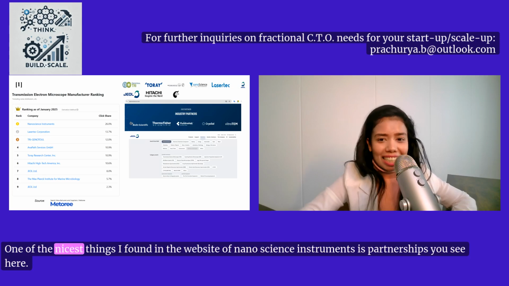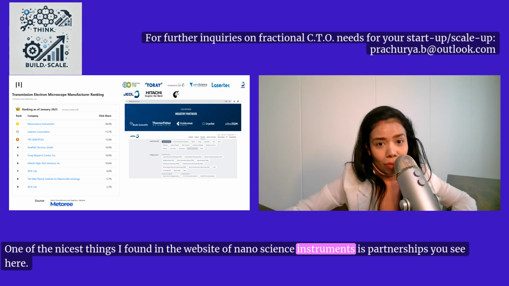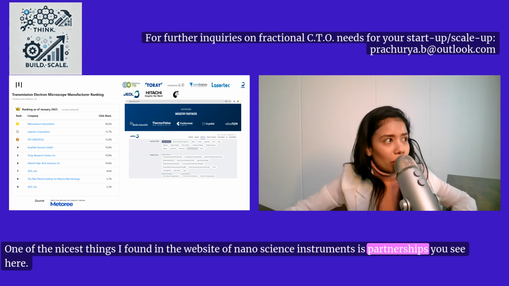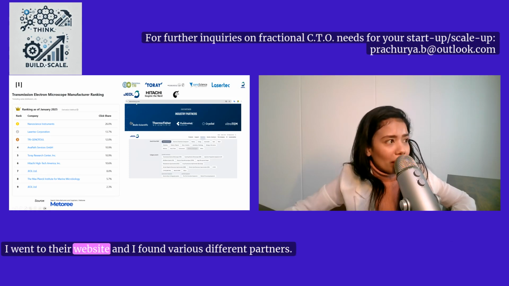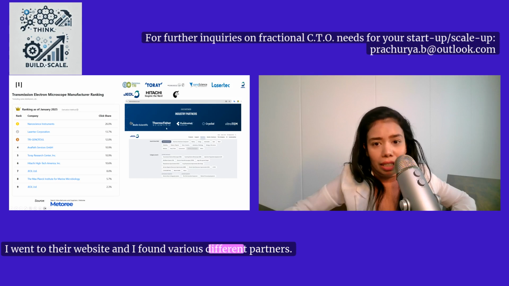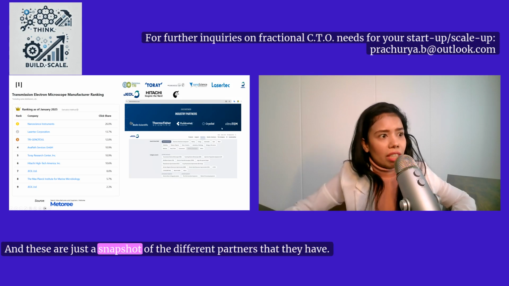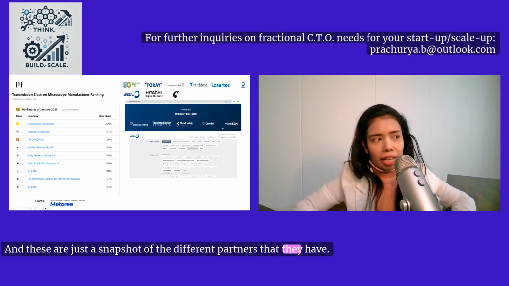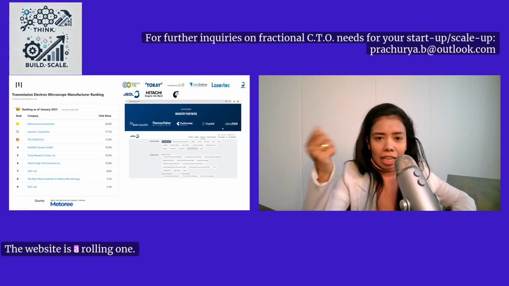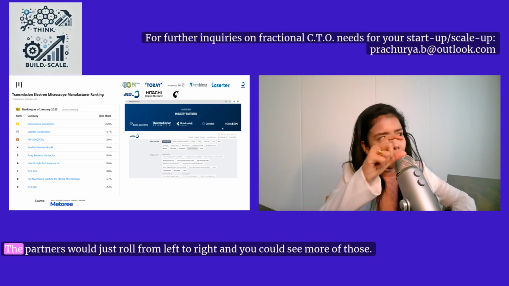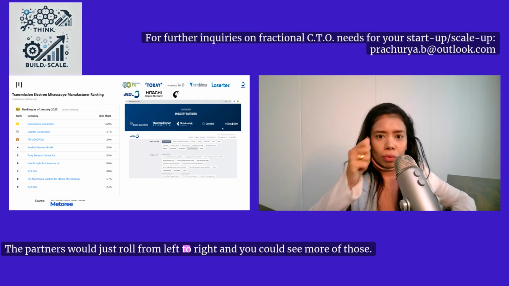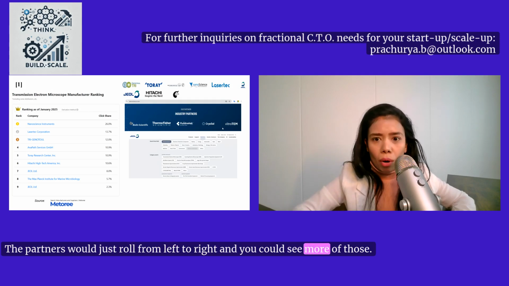One of the nicest things I found in the website of Nanoscience Instruments is partnerships. You see here, I went to their website and I found various different partners. And these are just a snapshot of the different partners that they have. The website is a rolling one. The partners would just roll from left to right, and you could see more of those.